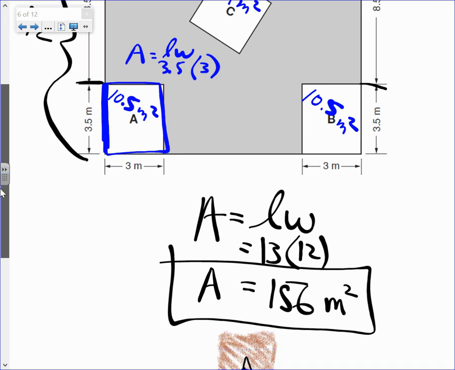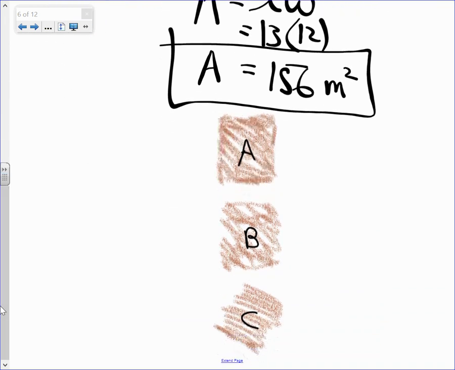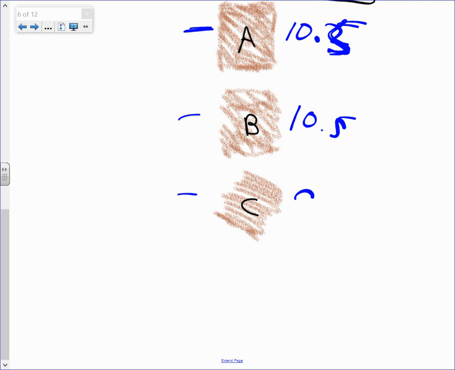Okay, here we go now. So 156 minus the square units of A. Look, I'm going to subtract them now. 156. This was pretending everything was gray, but now I'm going to subtract the area of every white spot. Minus 10.5. B is also another 10.5. And then C is 9 square meters.